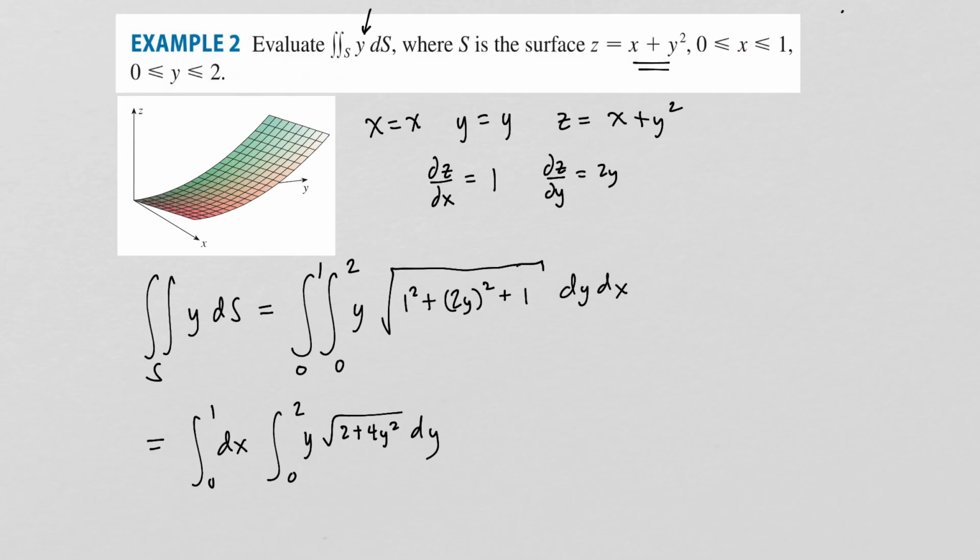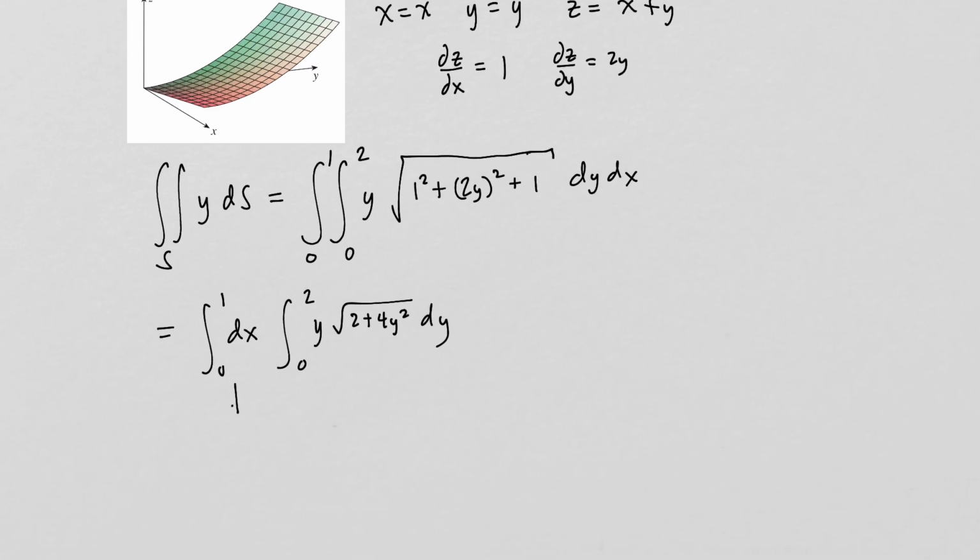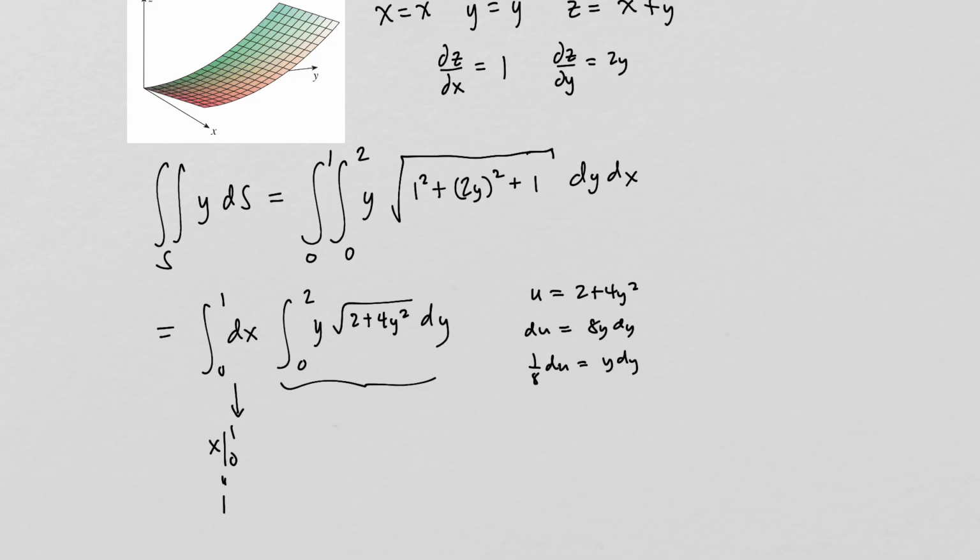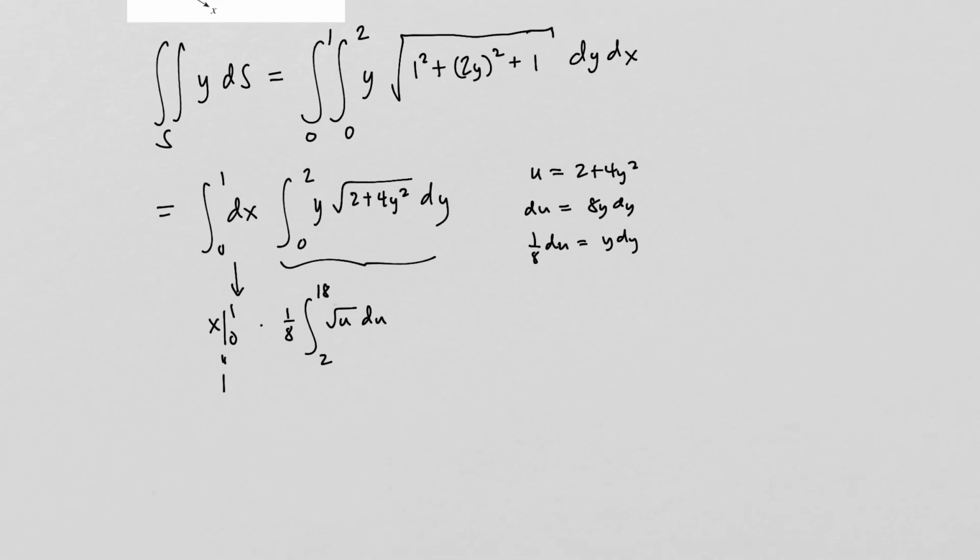All right. So now to finish this, the integral of dx is simply x from 0 to 1, which is equal to 1. And then for this other integral, I'm just going to let u equal 2 plus 4y squared. du is going to be 8y dy. So 1/8 du equals y dy. And so this integral becomes 1/8 integral. We're going to have the square root of u du. And then the limits, when y is 0, u is 2. And when y is 2, we're going to get u equals 18. Okay? And so now we just have to perform this integration.